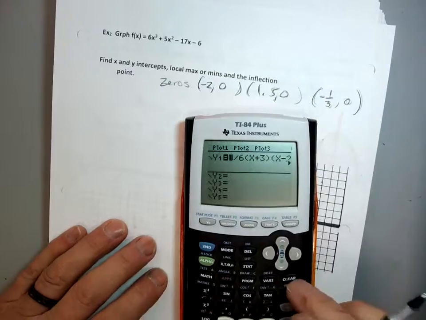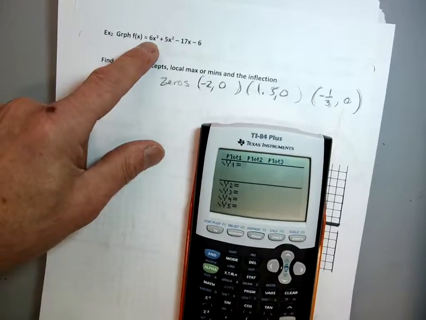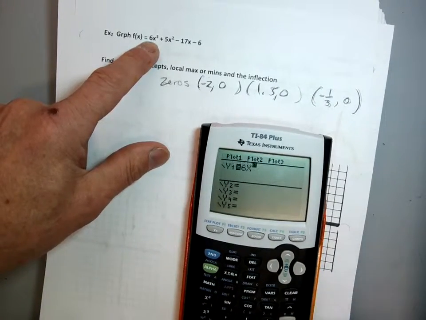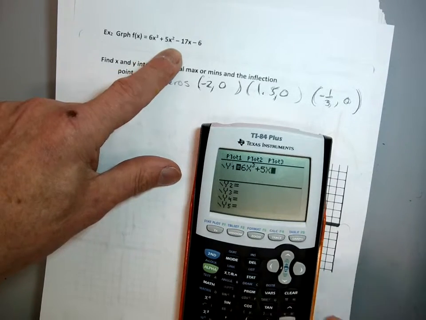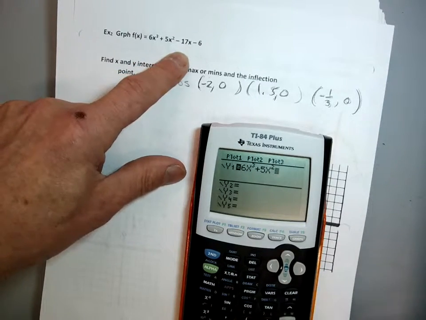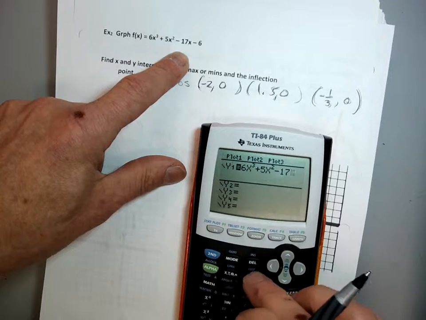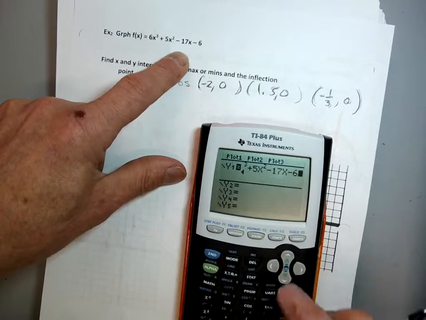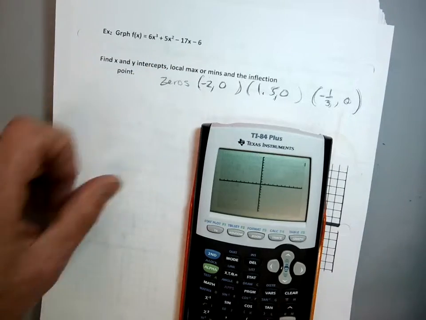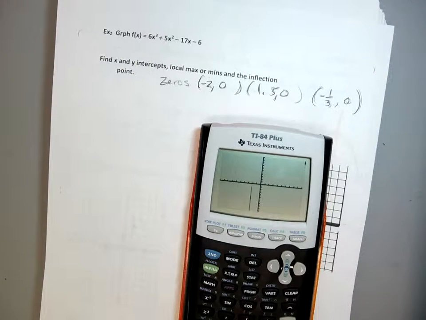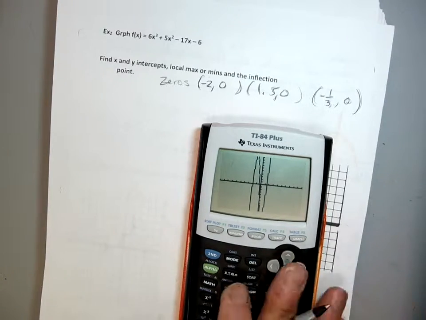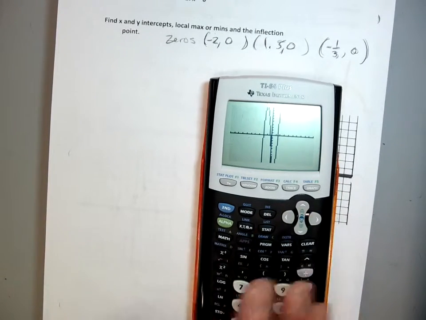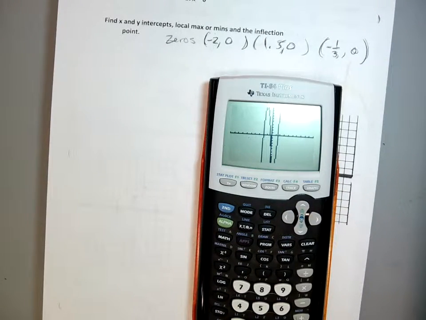Okay, clear that one out, and I'm going to enter 6x to the third plus 5x squared, subtract 17x, subtract 6. Graph, and I think I might have to change my window a little bit. Yeah, I got to change my window. So what I'm going to do is two things. I'm going to make it a little bit taller, and I'm going to squeeze it in, okay? Watch how I do this.